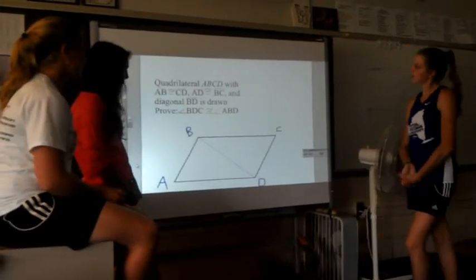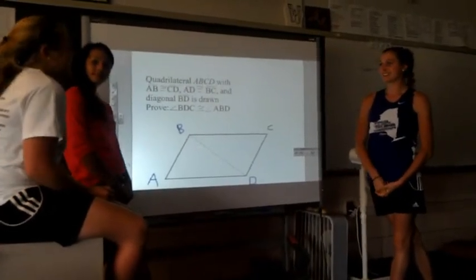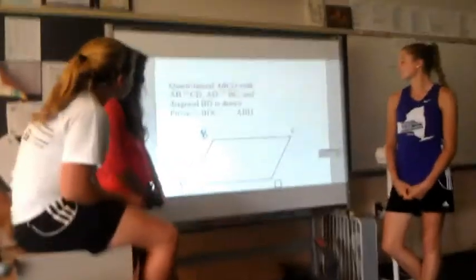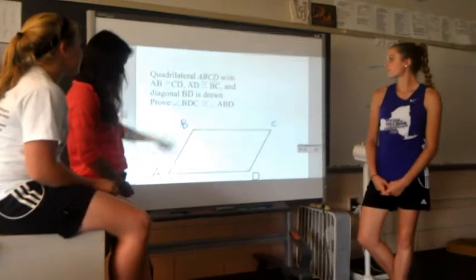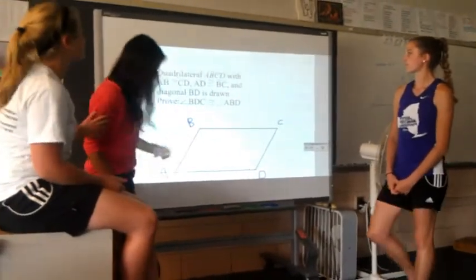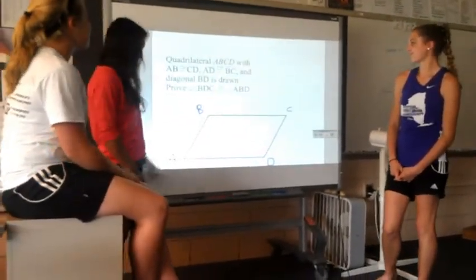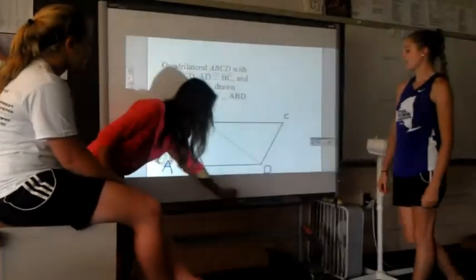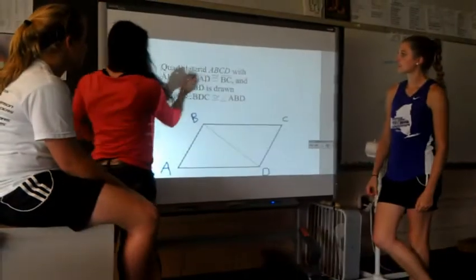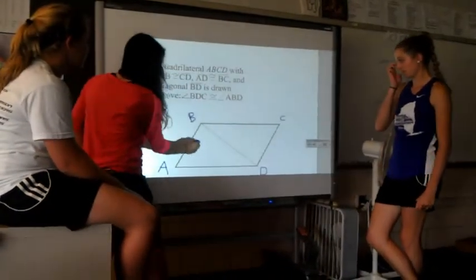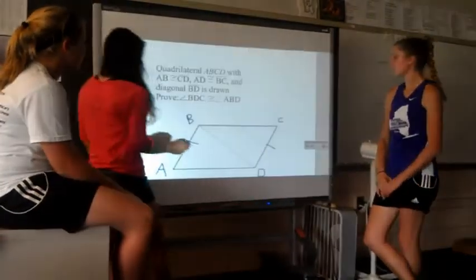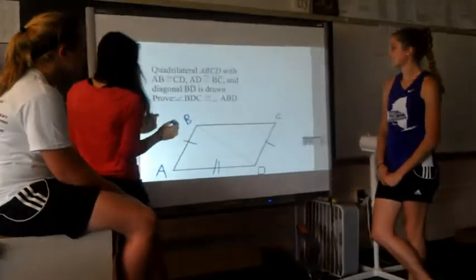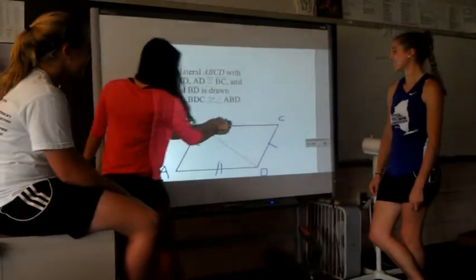Alright, Kelsey, would you read me what the question asks? I sure will. Okay. Quadrilateral ABCD with side AB congruent to CD, AD congruent to BC, and diagonal BD is drawn. Alright, Carly, will you draw those in for us so we can see them better? So it says AB, which is this one, is congruent to CD, which is that one. And then it says AD, which is this one, is congruent to BC, which is this one.